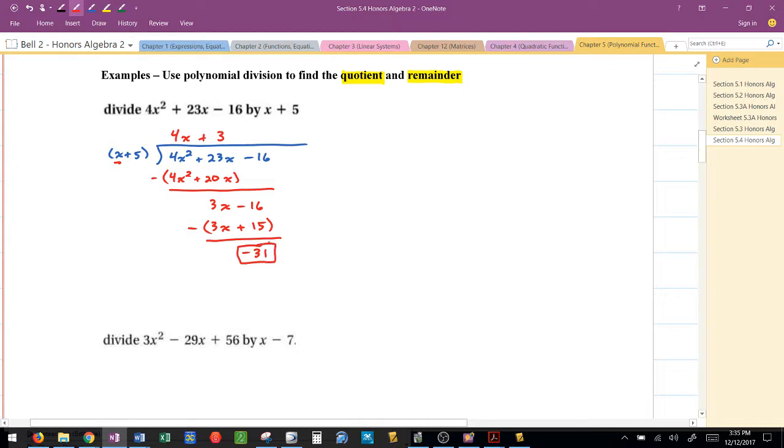This value right here is my remainder. Unlike when you were doing long division with numbers, where we would add decimals and stuff like that, once we get done with the polynomial, that just becomes our remainder. So the quotient here, which I'm going to represent as Q, would be 4x plus 3. The remainder is negative 31, but I need to write that as a fraction. So it'll be negative 31 over what we divided by, x plus 5. And that's your quotient and your remainder.